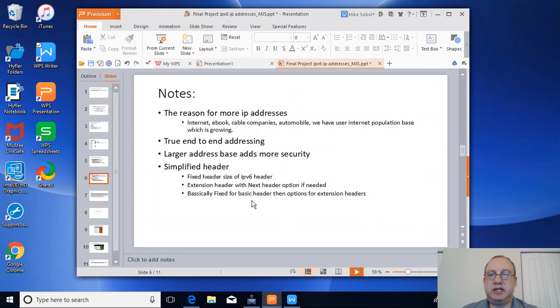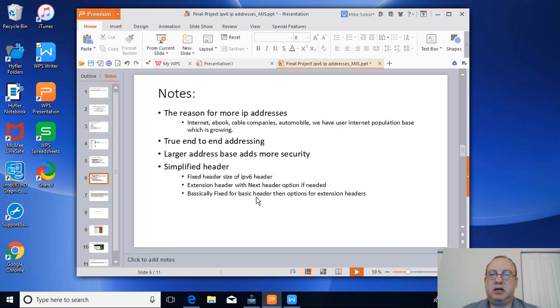Because of the internet, e-books, cable companies, automobiles, and all the different features they have on automobiles nowadays, we have a larger user internet population base, which is continuing to grow. And with so many addresses, the larger address base adds more security to your systems.